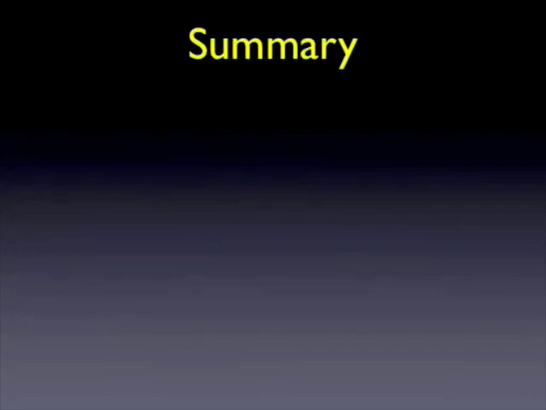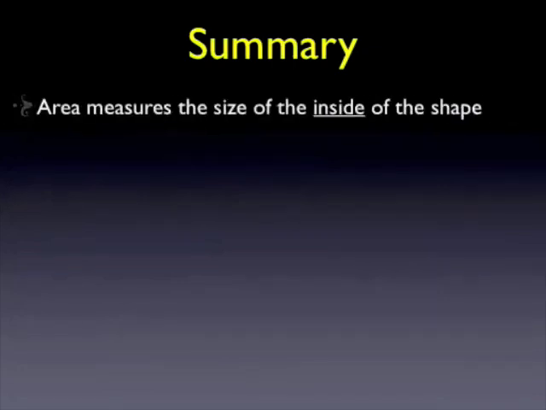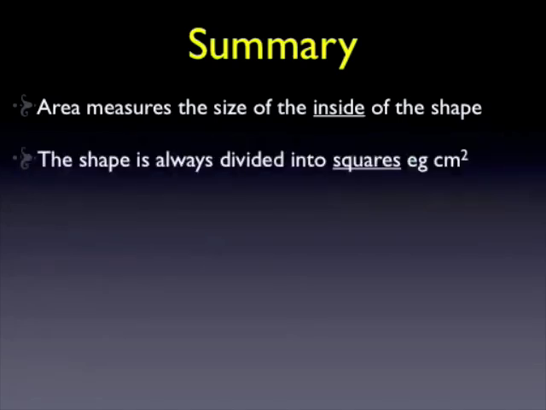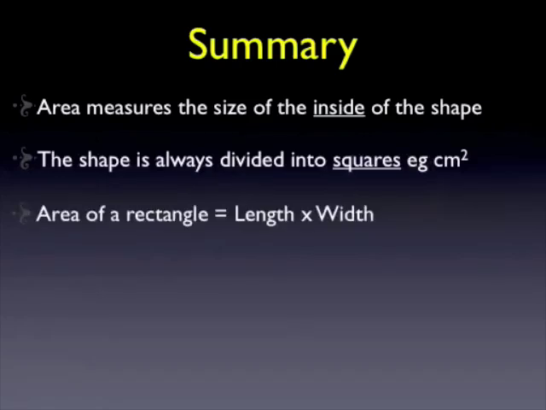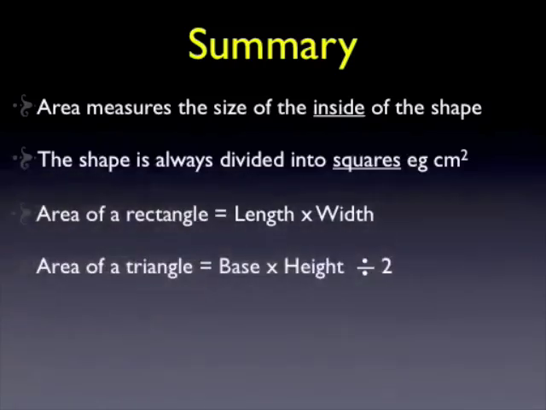Alright, in summary, that was just a quick introduction. Area measures the size of the inside of the shape. The shape is always divided into squares, for example, square centimetres. The area of a rectangle, we usually say it's equal to length times width. If you've been taught length times breadth or base times height, those sort of things are okay, not a problem. And the area of a triangle equals base times height divided by 2. Thank you.